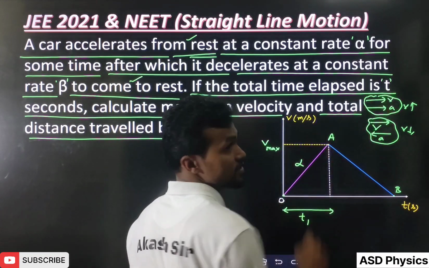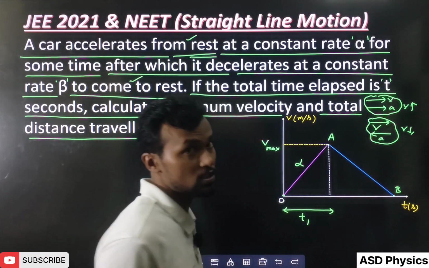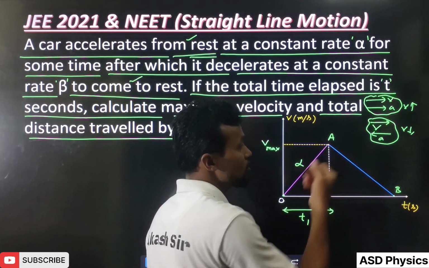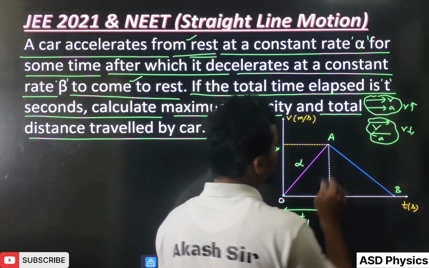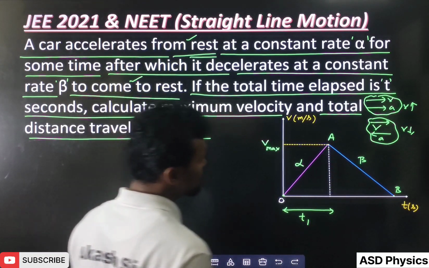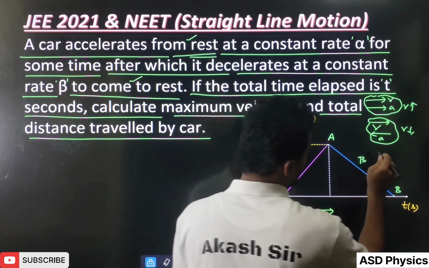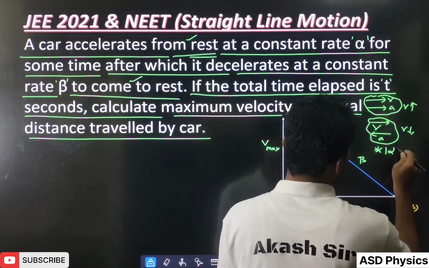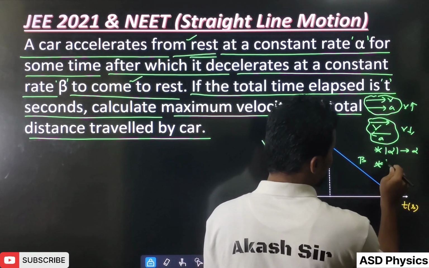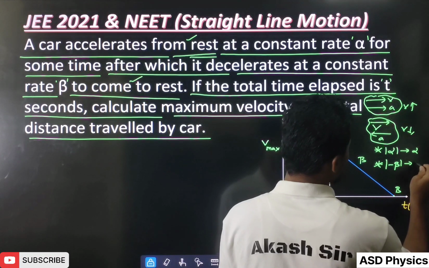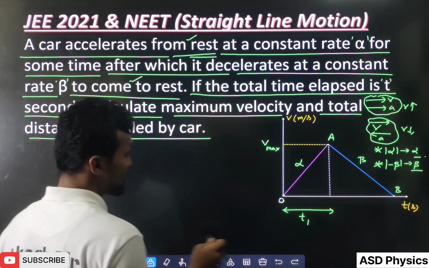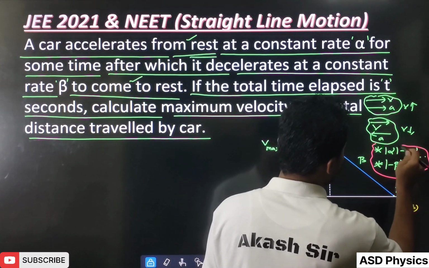So O to A, this is the situation. After that, A to B, both are in opposite directions. Here velocity positive, acceleration positive. Here velocity positive, but acceleration negative. But the magnitude of the acceleration here is beta. One more thing, please remember: acceleration alpha is positive, and acceleration here is negative, so the mod of minus beta, I will take as beta only. That means I am just taking the magnitude.